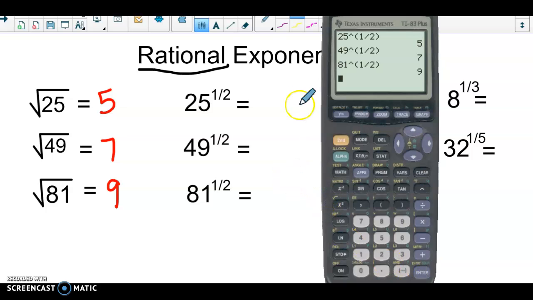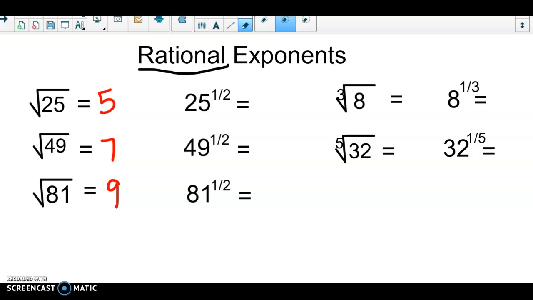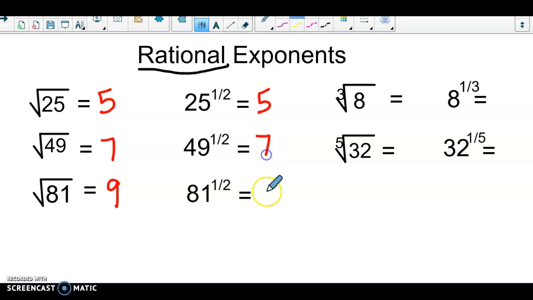Okay, this is a different form of what we've been used to calling radicals, or the square root form. Another form is to raise it to the 1/2 power. This is going to be 5. This is going to be 7. This is going to be 9.